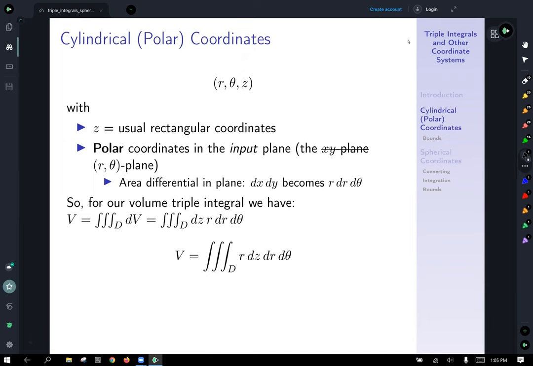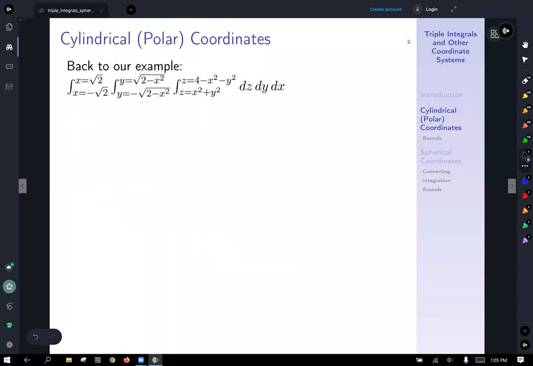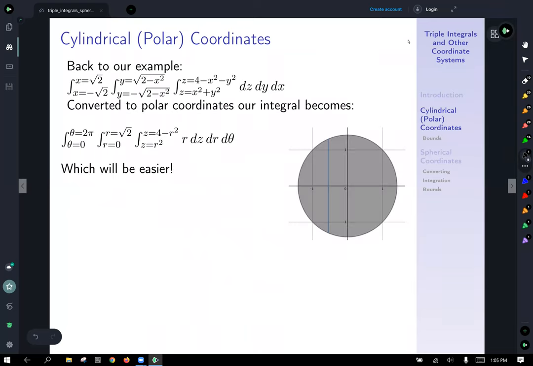So toying with a triple integral to calculate volume, integrating the volume differential, our volume differential becomes dz right here. And then our outer integrals would be r dr d theta. Rearranging that, this little r is going to be part of the integrand. We'll need to integrate that. So back to our example, let's look at this thing and see what would happen if we did convert it into polar coordinates.